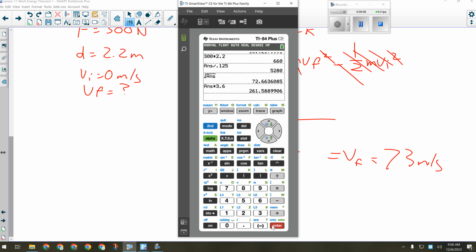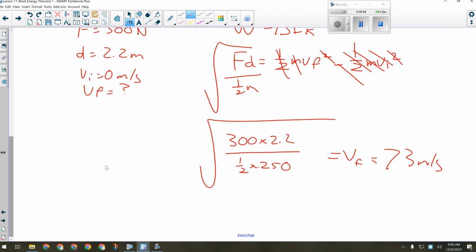Okay, questions on how that one worked? Did it still follow the same pattern? They all follow the same pattern. Once you learn the pattern, are you pretty much set on these? Really? Yeah.